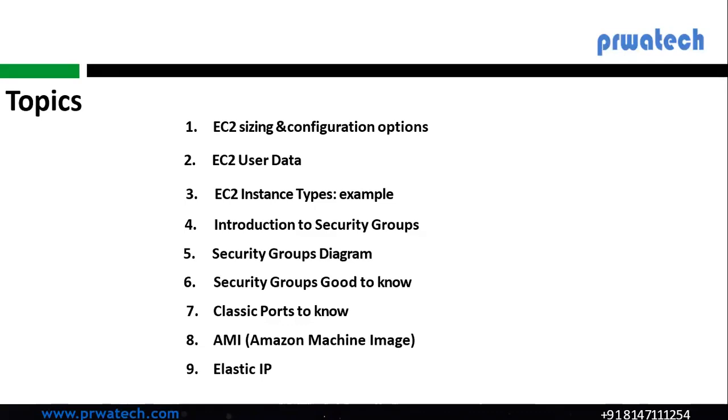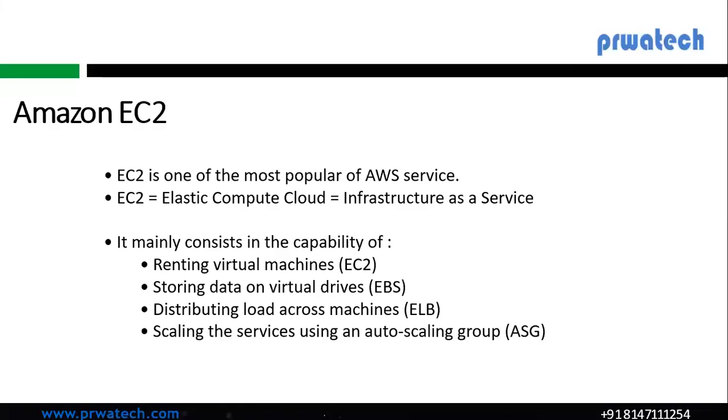First, we will start with what is EC2. Like you can see here, Amazon EC2. What does EC2 mean? The full form of EC2 is Elastic Compute Cloud, and it is one of the popular services of AWS. And this EC2 comes under Infrastructure as a Service. EC2 consists of these different things.